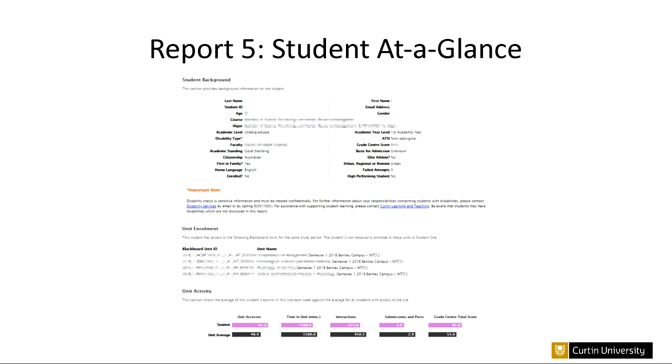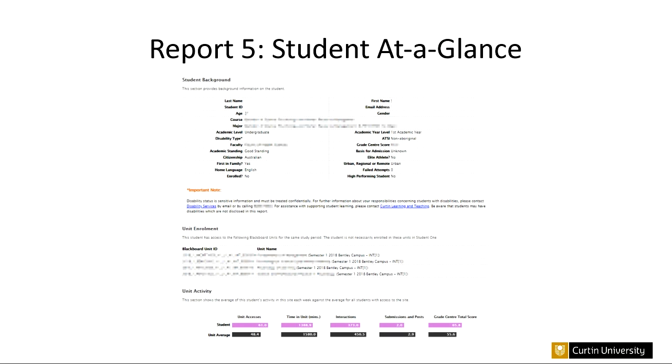Now our thinking for this one was we want to give staff a picture of each student with most of the information you could find in the other 4 reports, but in the one place. So that if they're concerned about a particular student, they can go here and see it all in one place much easier. So as before, it's got their basic student background information, the course they're from, etc.